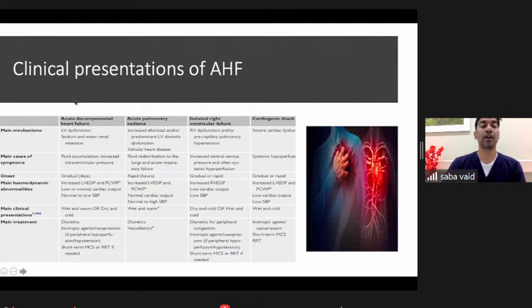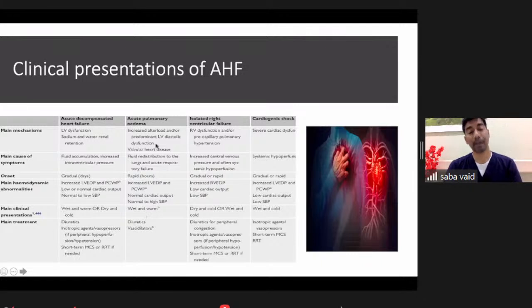So in acute decompensated heart failure, the most common mechanism is fluid accumulation. As a result, there is increased ventricular pressure. The left ventricular end diastolic pressure increases. As a result, they are always wet and warm. They are wet because there is a backward failure, there is pulmonary edema. And almost always they are warm because the forward flow is not compromised much. The perfusion is not compromised much. In this category of patients, diuretics play the major role.